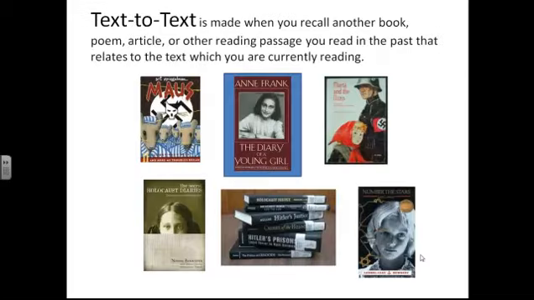A text-to-text connection is made when you recall another book, poem, article, or other reading passage you read in the past that relates to the text that you are currently reading. For example, as you read The Diary of a Young Woman, you might realize, we read and discussed the persecution of the Jews in the Holocaust in Europe last year in our history textbook. Or, I read the graphic novel Maus, where the Jews were represented by mice in concentration camps and the Nazis were represented by cats.